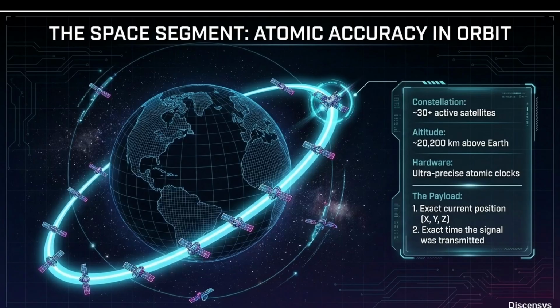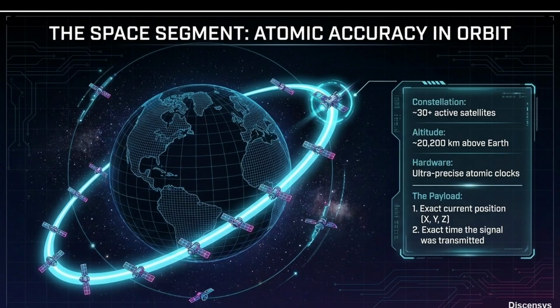The space segment, atomic accuracy in the orbit. Okay, there are 30 plus active satellites in the atmosphere which are for the global positioning system. And the altitude here means that the distance from the surface at which the satellites revolve is 20,200 kilometers. And I have mentioned previously about the atomic clock, right? So how the satellite works is completely based on atomic clocks. Like, the hardware which is used is the atomic clock.